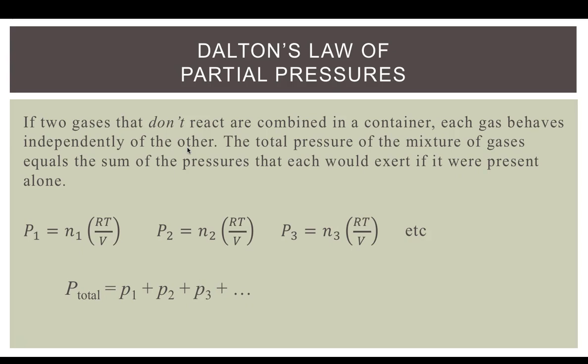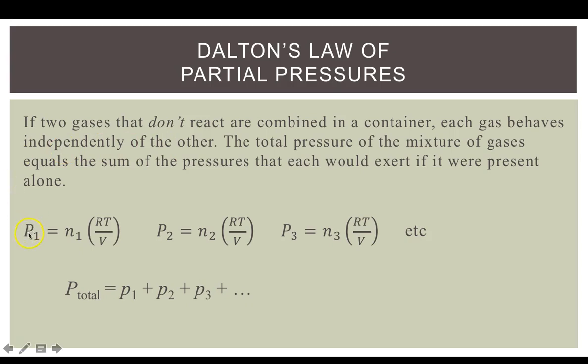Okay, let's read the second part. Then it says the total pressure of the mixture of gases equals the sum of the pressures that each would exert if they were present alone. So if I had a mixture of nitrogen and oxygen, and they're not interacting, if I just measured the pressure of just the amount of oxygen alone, it has a certain pressure associated with itself.